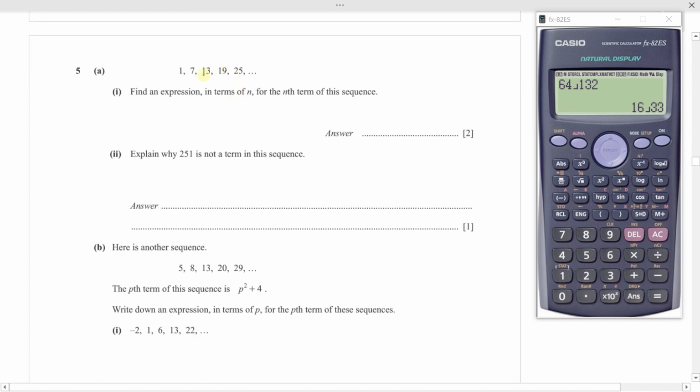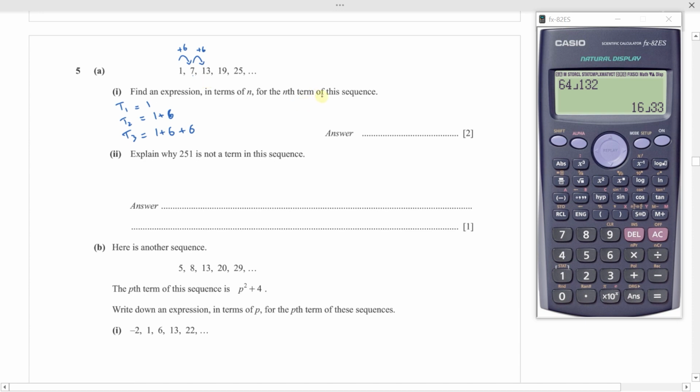Question number 5 is you're given a sequence. Find an expression in terms of n for the nth term of this sequence. So when you move on to the next term, you're adding 6 here, and then you're adding 6 here as well. So the difference is 6. So your first term is 1. Your second term is 1 plus 6, which is 7. And then your third term is 7 plus 6, which is 13.